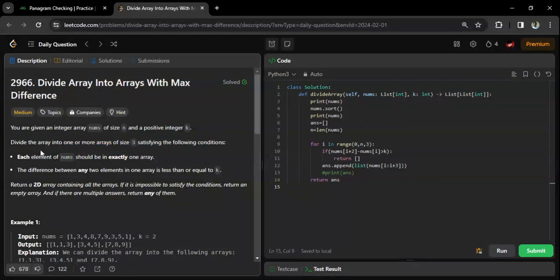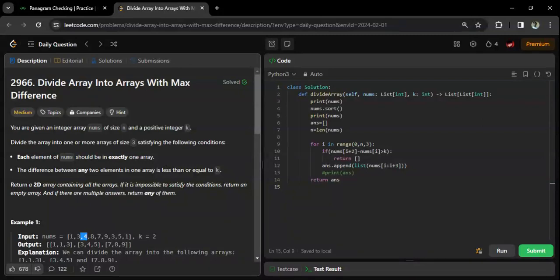What are the conditions? Each element in nums should be exactly in one array. That means each element, if you take it, should be part of only one subarray. We'll understand this whole picture when we solve the example. But for now, just have these things in mind. You will get to know where it is mapping to when we solve the question.